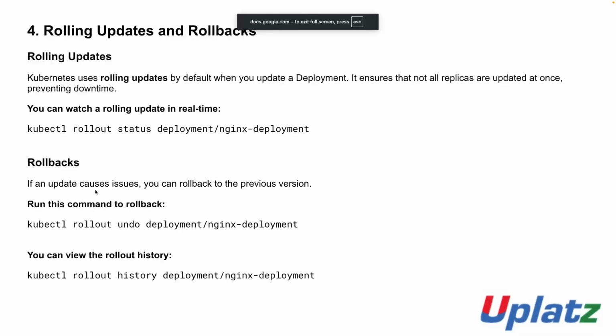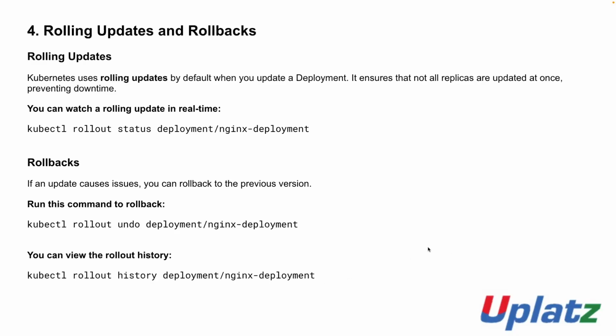Rollbacks. If an update causes issues, you can roll back to the previous version. Run this command to roll back. kubectl rollout undo deployment/nginx-deployment. You can view the rollout history with this command. kubectl rollout history deployment/nginx-deployment.